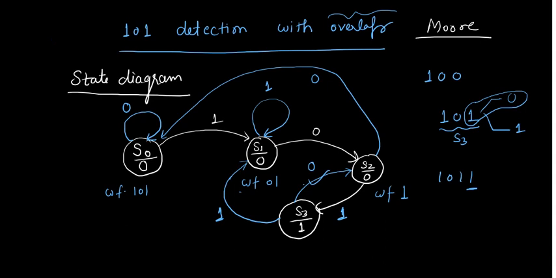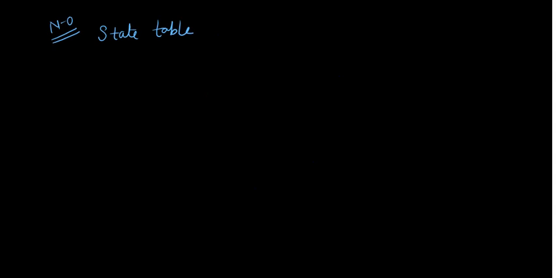We'll consider the non-overlapping case, and I assume that if you know how to solve the non-overlapping case, you can also solve the overlapping case. So for the non-overlapping case, the state table shows the previous state, and for the input there are two possibilities: you are in some state, and either input 0 or 1 can arrive. So what will be your next state?